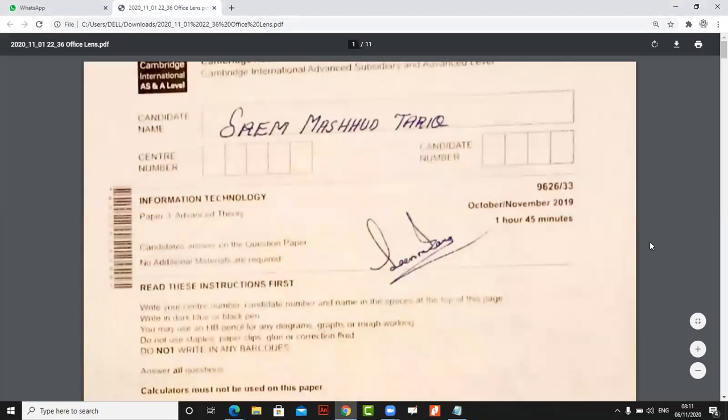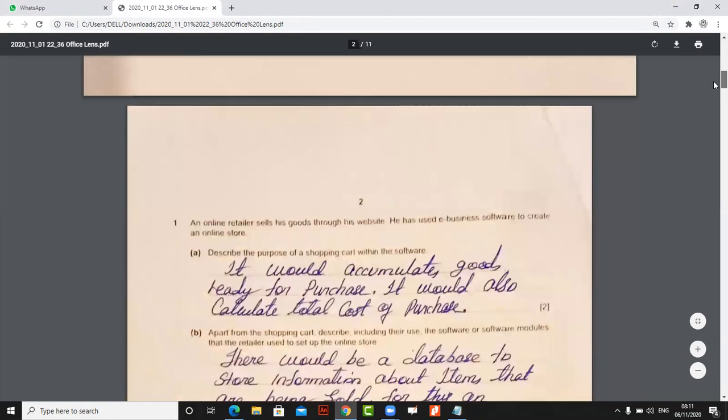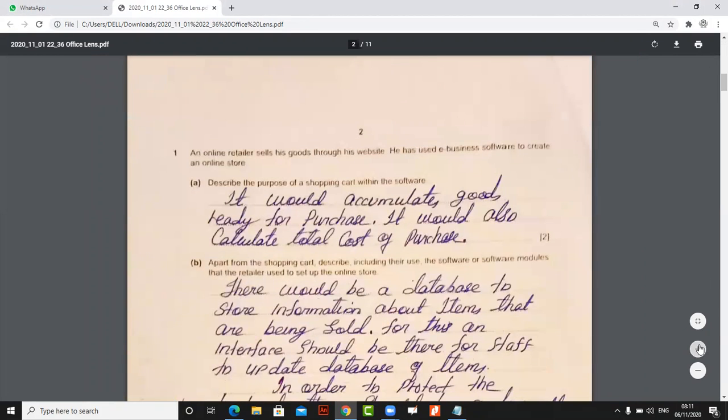Yes, sir. Okay, this is the October/November 2019 P3. I gave this as an assessment to them. Let's think it over.